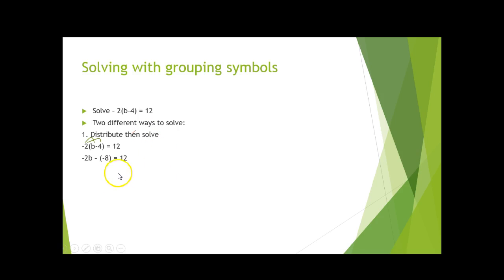and then simplify. Negative 2 times b is negative 2b. You have a minus sign. Negative 2 times 4 is negative 8. And then negative and negative is plus. So now it's a two-step equation. Subtract 8 on each side, and then divide each side by negative 2. You have negative 2 as your answer. That would be a common way to do it.